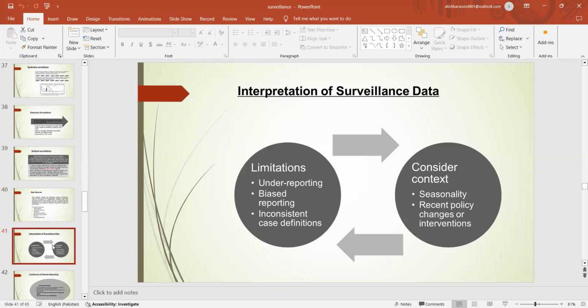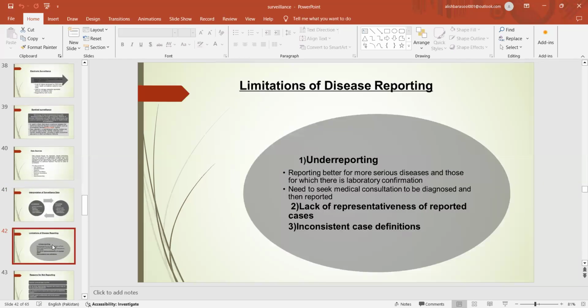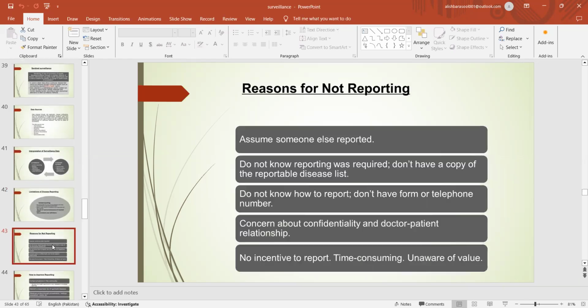Interpretation of the surveillance data: limitations, underreporting, biased reporting, inconsistent case definition. Consider context, seasonality, recent policy changes or interventions. Limitations of disease reporting: underreporting; reporting is better for more serious diseases and those for which there is laboratory confirmation. Patients need to seek medical consultation to be diagnosed and then reported. Lack of representativeness of the reported cases and inconsistent case definitions.